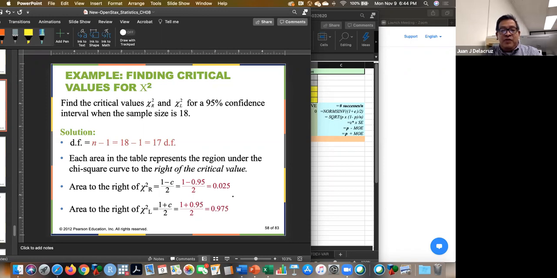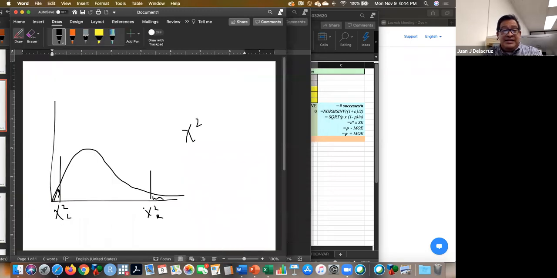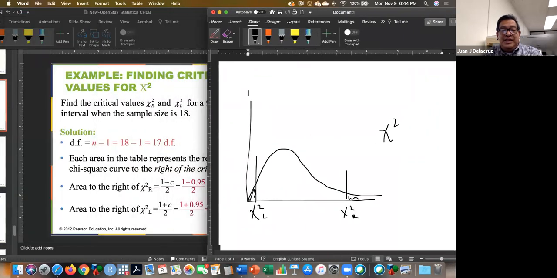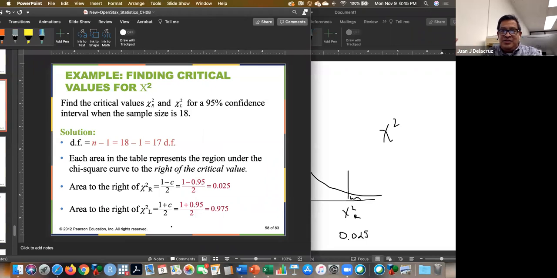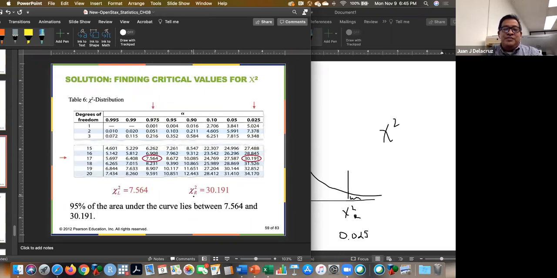You have to be very mindful of what values you are finding, because on the one hand we are finding the critical values for the chi-square right. So remember, the chi-square right is here, and this is the chi-square left. So we are going to be looking for values here when this is 0.975. This is the chi-square left, and this is going to be 0.025, right? So it's kind of confusing. I don't pay too much attention to this, because when you use Excel, you are going to see what I mean by that.